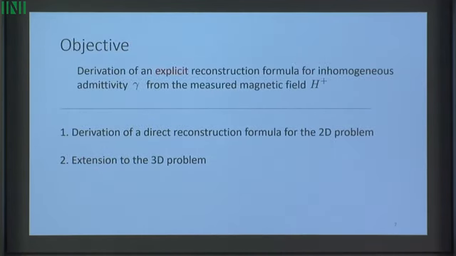So the objective of my research is to consider the problem when the conductivity and permittivity vary spatially. In that case, we will derive an explicit, closed reconstruction formula from the measured magnetic field, H+. From here, we have two parts. In the first part, we derive a direct formula for the 2D problem. And after that, we extend it to the 3D case.